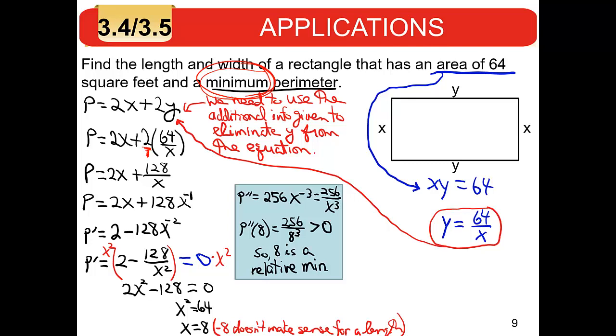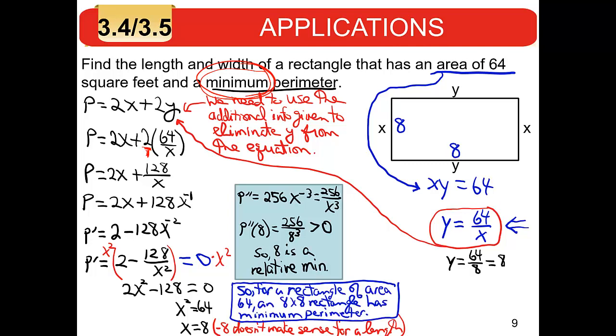So x equal 8 is the value that will minimize perimeter, but I need y as well. So if x is 8, all I've got to do is plug 8 into the equation that says y is equal to 64 divided by x and find out that y is also 8. So it turns out that the rectangle of area 64 that minimizes the perimeter is an 8 by 8 rectangle.